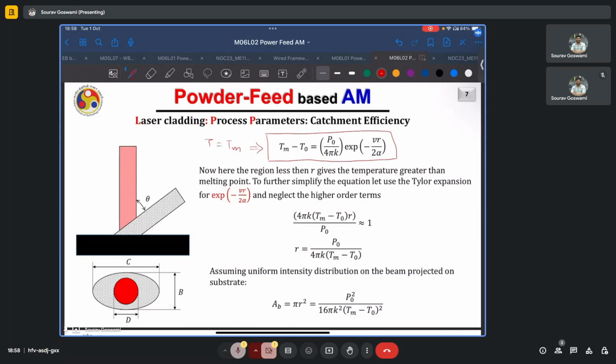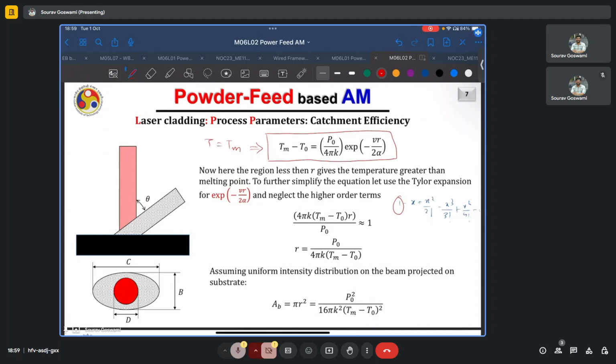So typically this would have other terms. The Taylor expansion is 1 minus x plus x square by 2 factorial minus x cube by 3 factorial plus x4 by 4 factorial and so on. But we discard all terms other than 1. We just equate the LHS to 1 and then come up with a very simple expression for R.